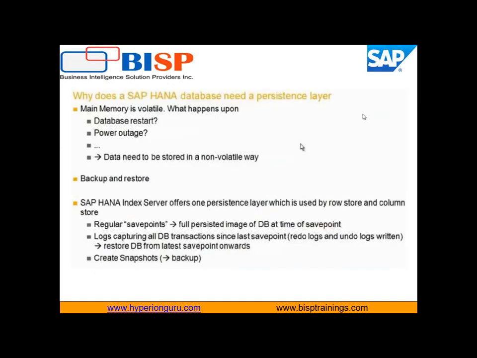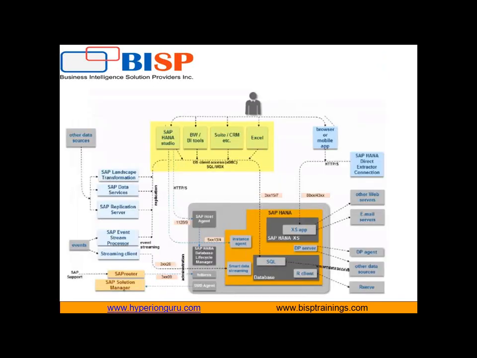And why do we need this particular persistence layer? Is it really required at the database level? That question has been already answered in terms of database restarts and power outage. Being in memory, the memory is going to be more volatile, so we need to pick up the data in a non-volatile way. For that, it is mandatory to have a persistence layer, and that technology is helping us to save the infrastructure. As I told you, we need not have backup servers. In that way, the persistence layer is very efficient.